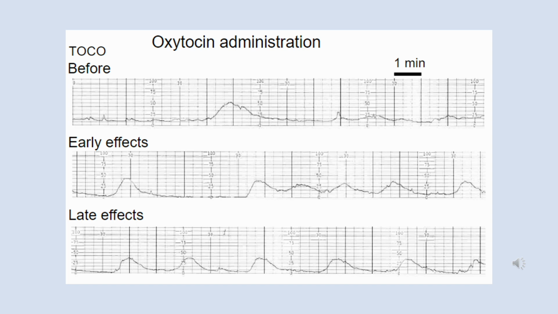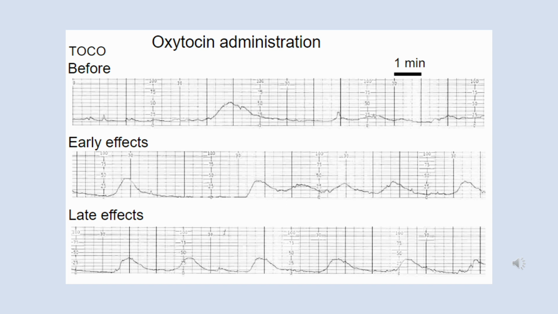So the early effects, again, even more so than the prostaglandin effects, could be seen as a tachysystole and inadequate rest. So the question is, from the early effects of this tracing, should the oxytocin be discontinued because of concerns about tachysystole? Should it be held and not increased, or should it be increased in order to increase the synchronization?